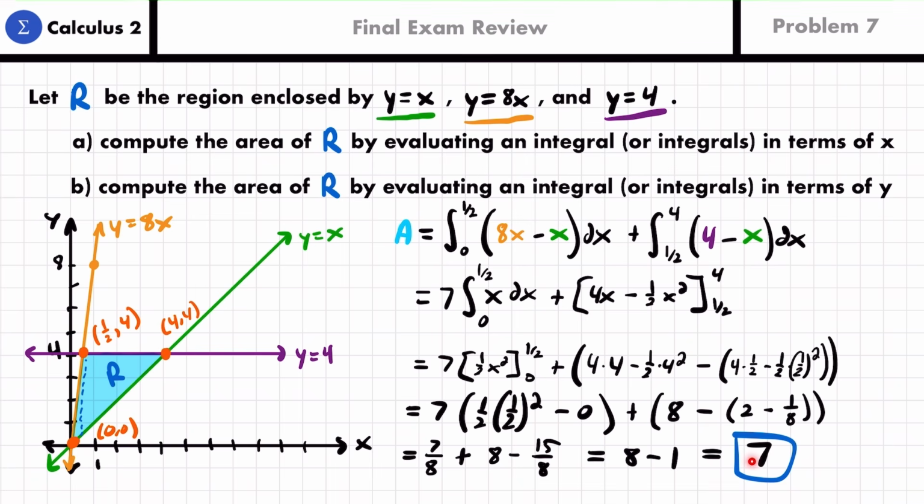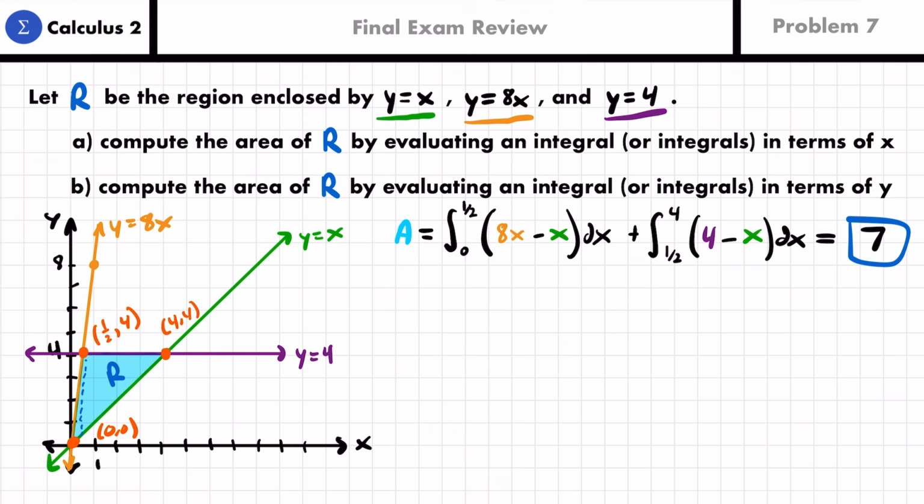Okay, we just calculated it in terms of x, which required using two integrals. That was for part A, but now for part B, we want to calculate that same area, but now working with an integral or integrals in terms of y. So if our work here is correct, our answer should be the same. When we calculate the area in terms of y, we should also get 7 because we're still calculating the area of this same region, we're just taking a different approach. And as you're going to see in just a second, working in terms of y here is actually going to be much easier than working in terms of x. So let's work on that here.